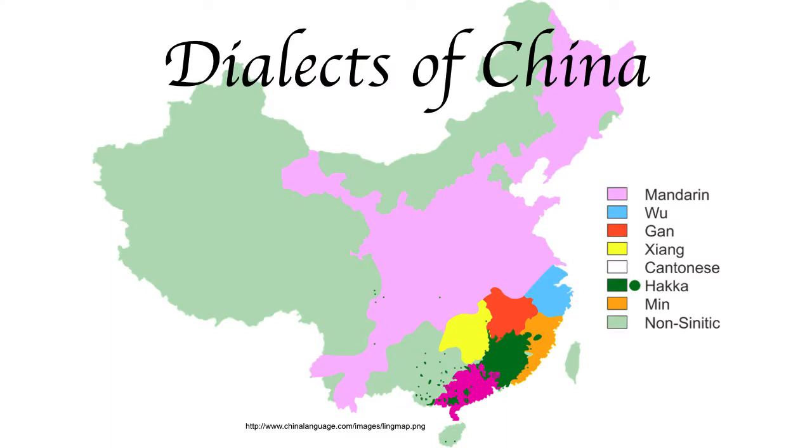If you look at the map shown, it shows a map of China and the dialects spoken. The light purple color, or pink, is Mandarin. If you can't tell, most of China speaks Mandarin.